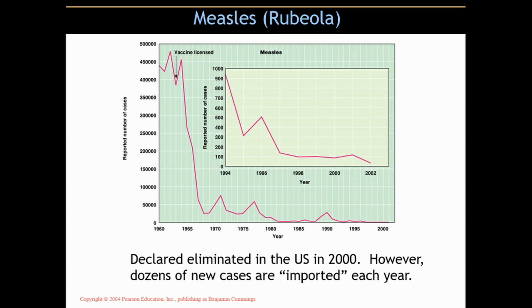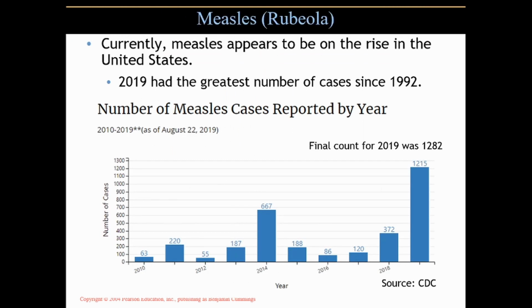Now we have a bit of a problem here. Measles appears to be on the rise in the United States. 2019 had the greatest number of cases since 1992. In this graph, as of August 22nd of last year, there were 1,215 cases. The final count was 1,282. But look at the previous years. We had an outbreak in 2014 with 667. That outbreak started at Disneyland in California.